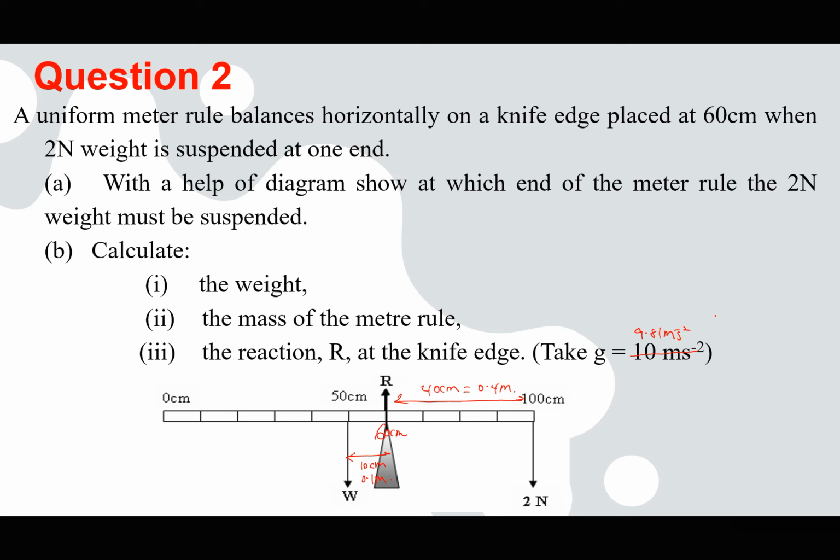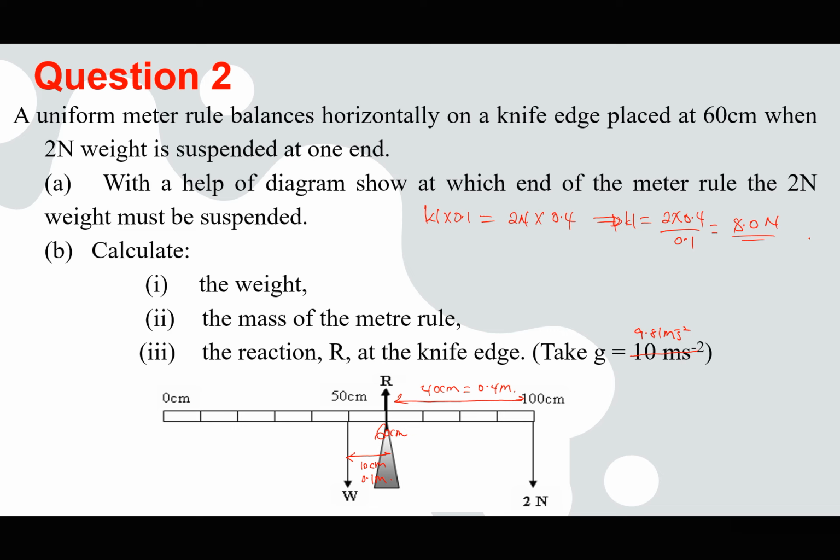So taking moments about the pivot, the weight W times the perpendicular distance, which is 0.1, is equal to the force of 2 newtons times the perpendicular distance, which is 0.4. This implies that the weight W is equal to 2 times 0.4 divided by 0.1, which is 0.8 divided by 0.1, which is 8.0 newtons. So that is the weight W.